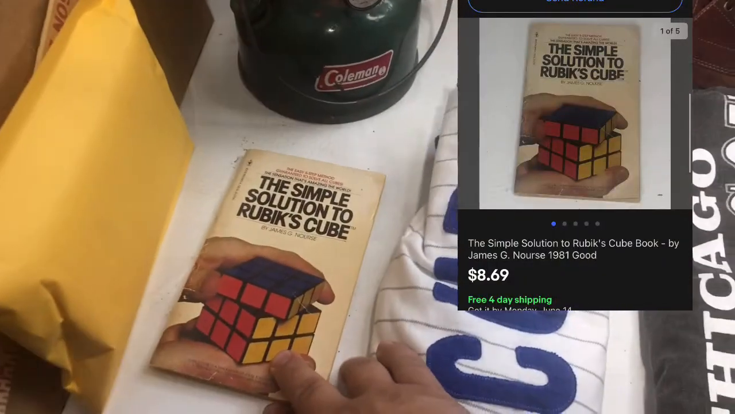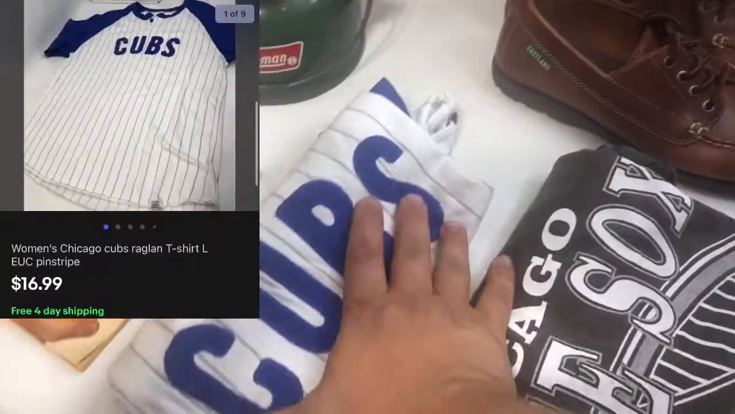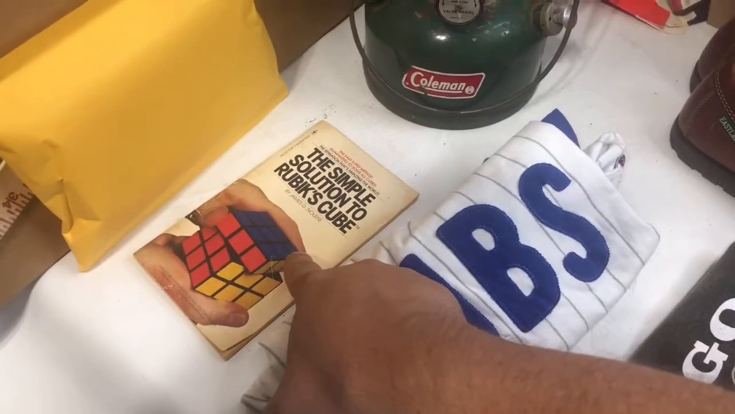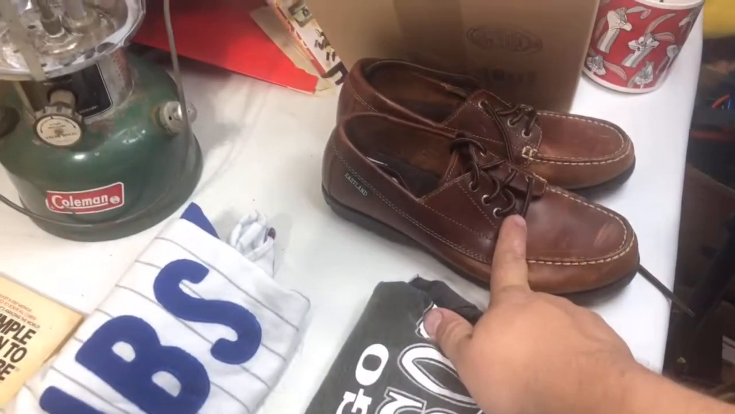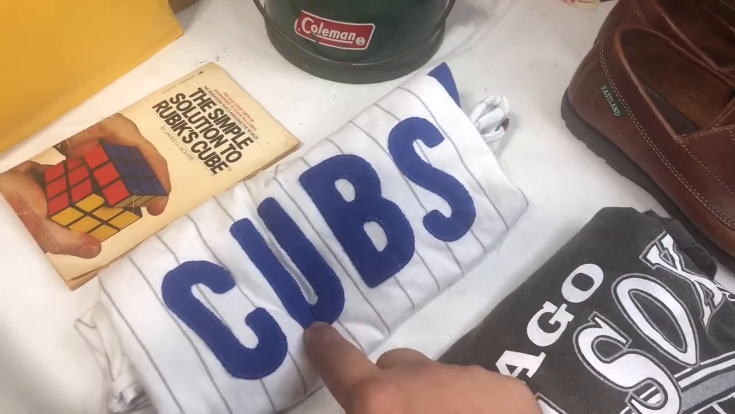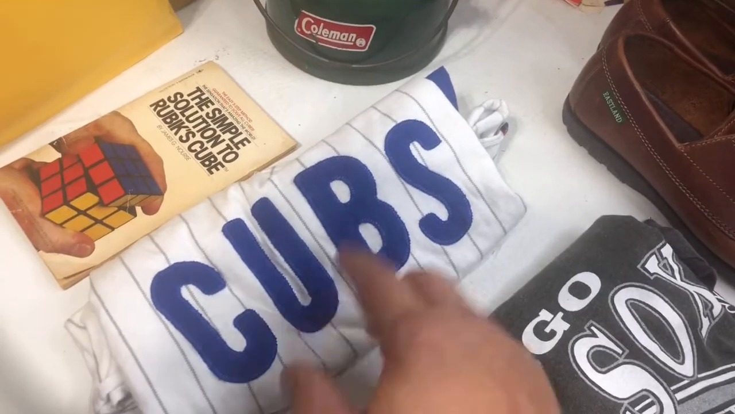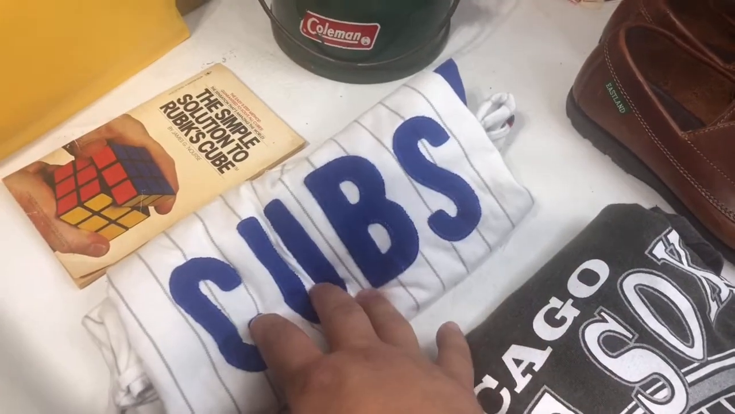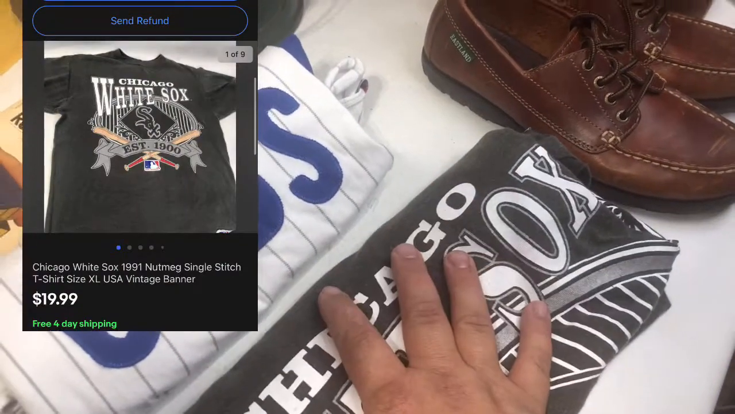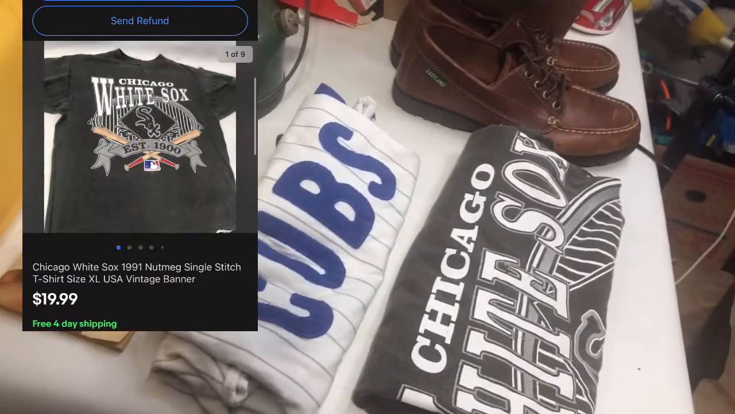This book sold for $8.69. This shirt sold for $16.99. The book I got for free. These shoes I paid 99 cents for. This thing I paid $15 for. This came in a lot of stuff that I won for $25, and it was like 15 pieces or something. So I don't know what I've got in that. This I paid $2.59 for the other day, and it sold for $19.99.